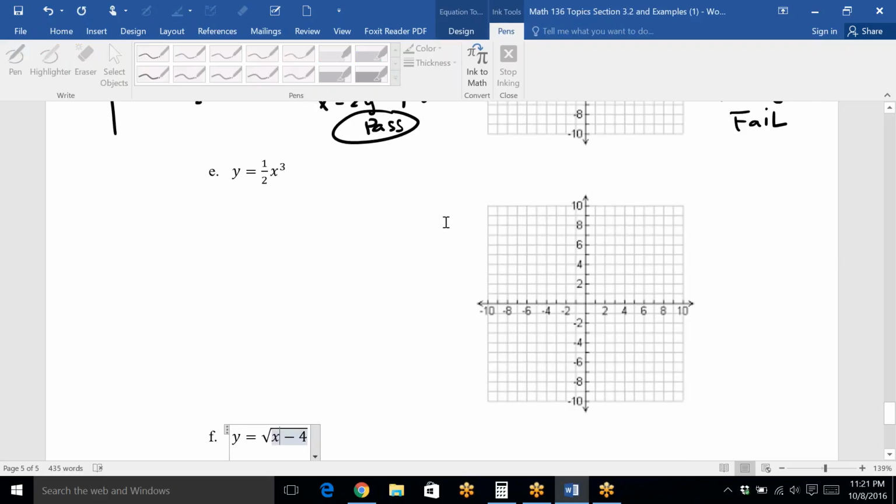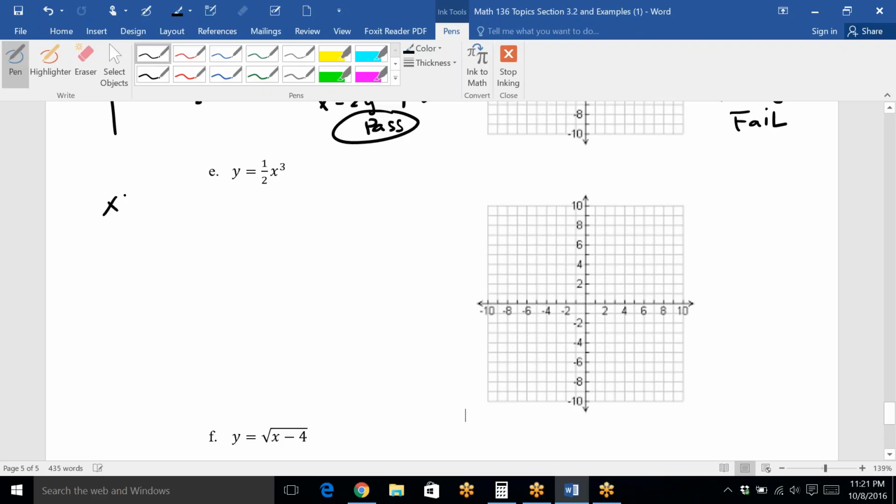Okay, let's do E. E is an x cubed function, so again we're going to try to find our intercepts.